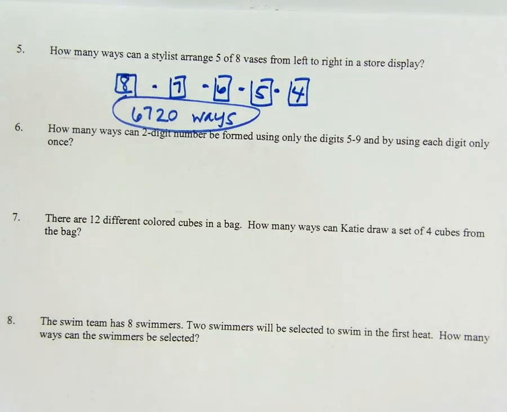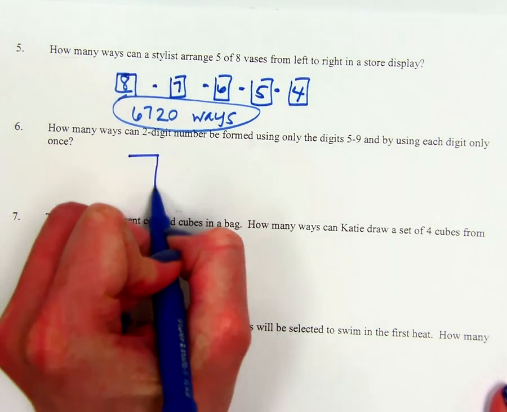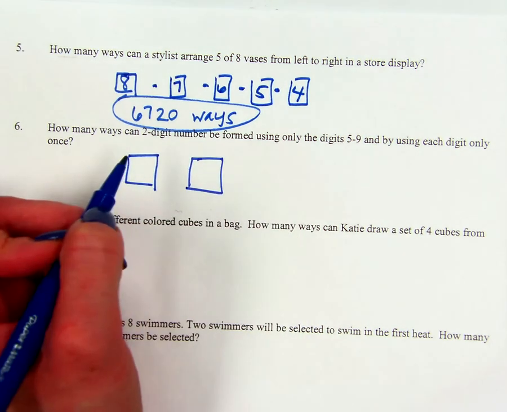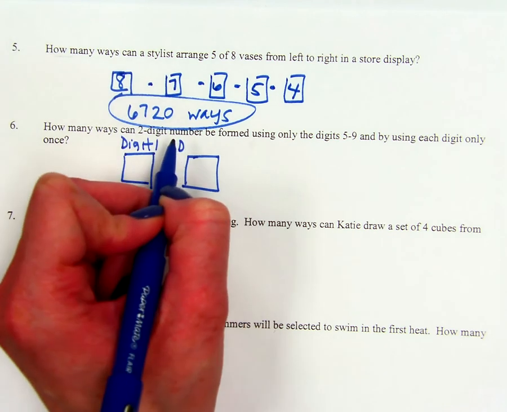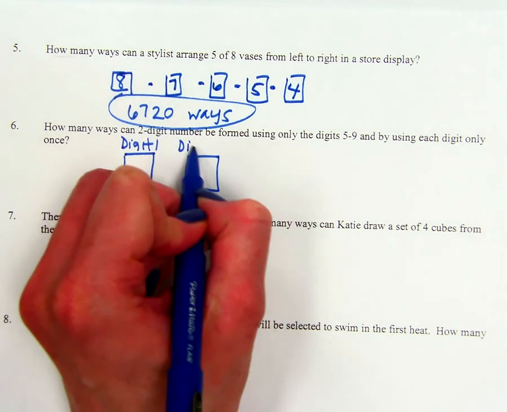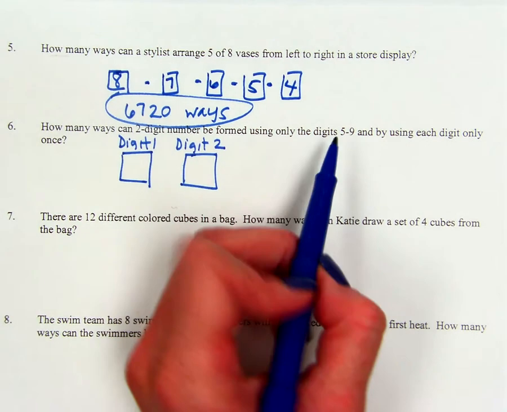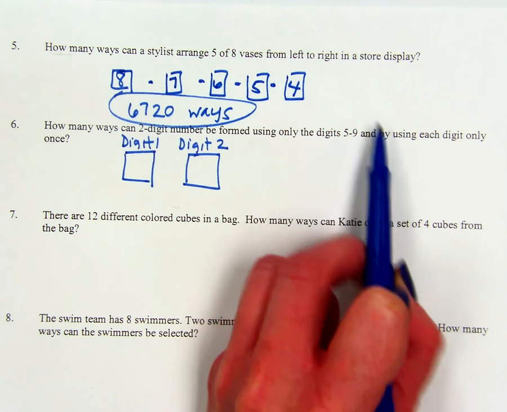Number 6 says, how many ways can 2-digit numbers be formed using only the digits 5 through 9 and by using each digit only once? So we have a 2-digit number, so that's how many boxes we're going to have because we are only holding the place for 2 digits. So we have our first digit and we have our second digit. Okay, so we have those 2 digits there, and we have only the digits 5 through 9. So 5, 6, 7, 8, and 9 are our only options.